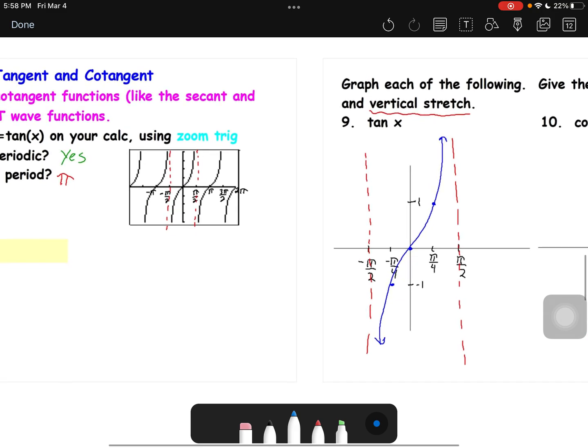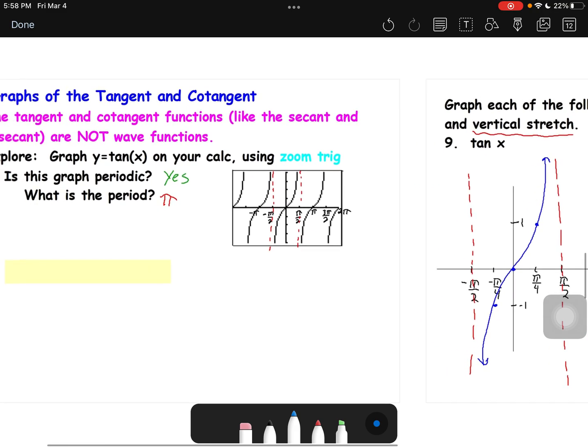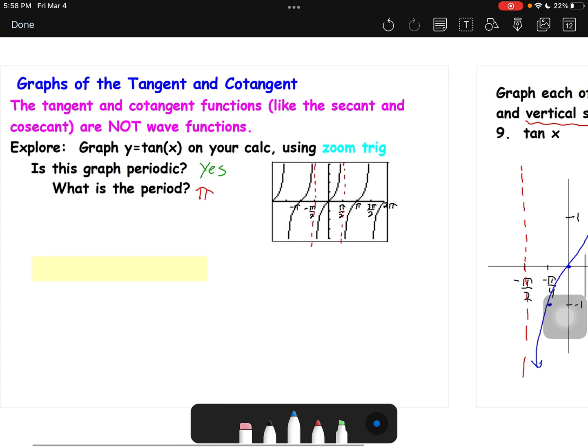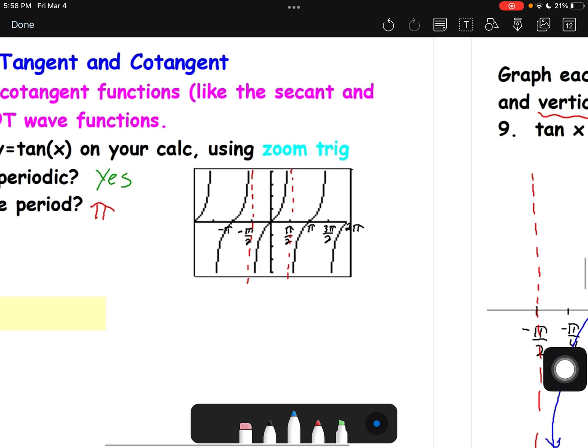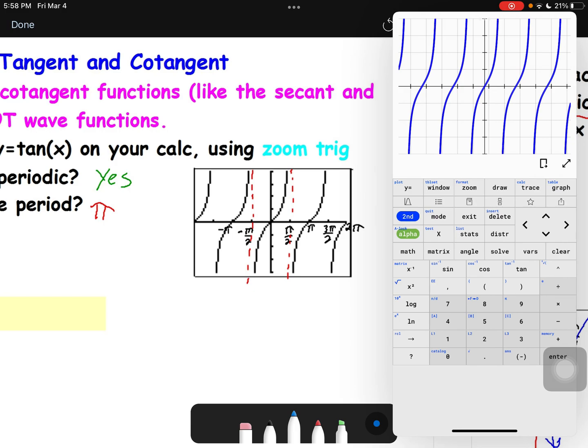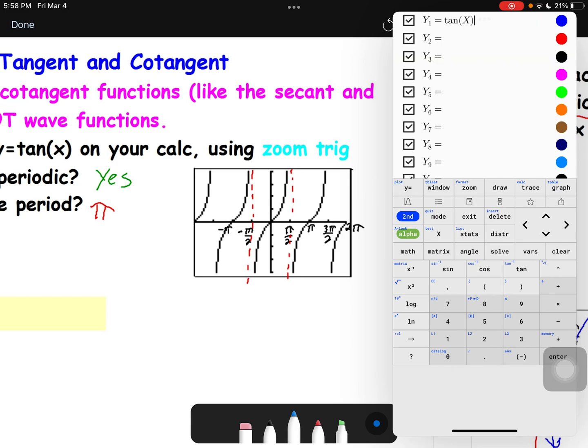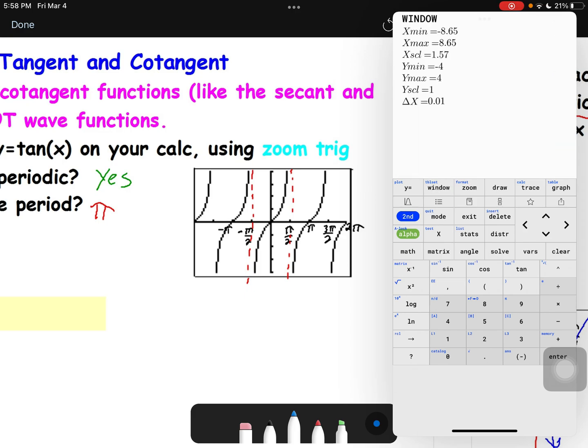Okay, and then moving on, I wanted to take a quick look at the tangent and cotangent graphs. I was going to have you enter y equals tangent of x into your calculator and graph it. If you do that, you are going to see some waves that look something like this. I already entered those in here, y equals tangent of x. If you hit zoom trig, it gives you a window that's a little beyond 2 pi.